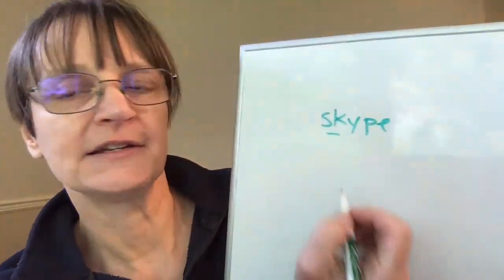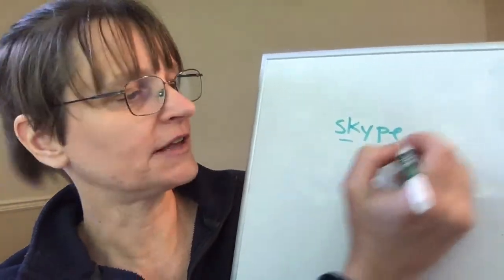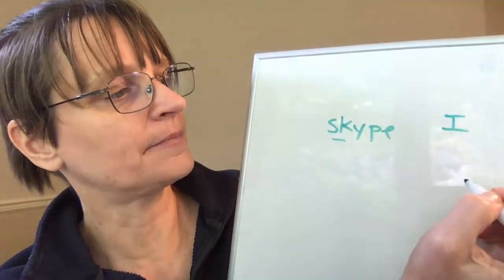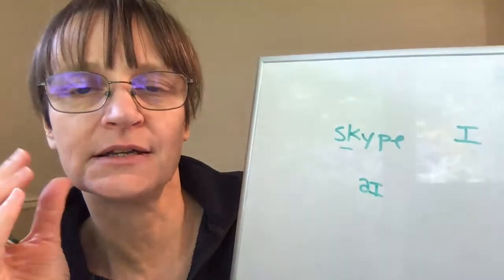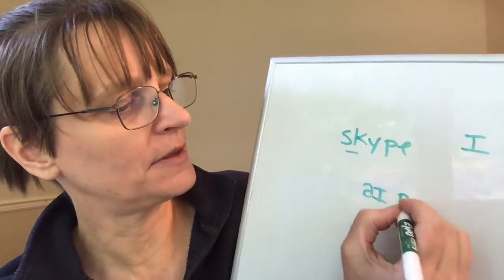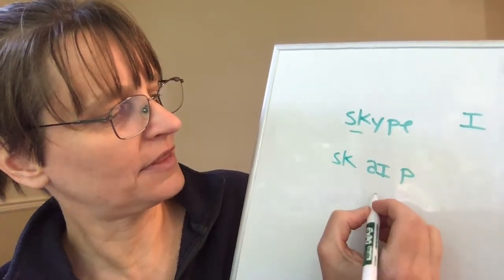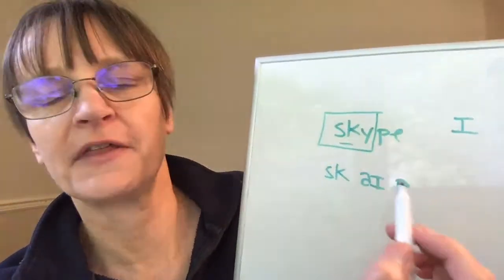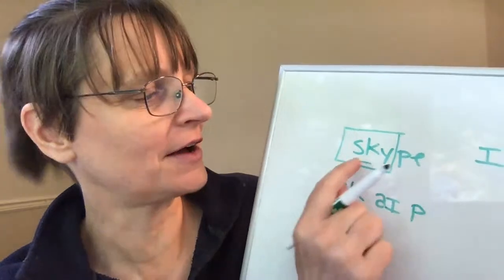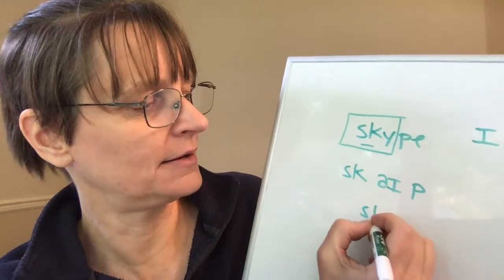has the SK blend at the beginning, and then the letter Y says I, just like the pronoun I or the letter I. It's a diphthong that goes from ah to I, and then the P. So Skype would look like that. I would think of it as maybe if you're having, it's probably not that hard to pronounce. You weren't certain about how to do it. So just think about the word sky and then add a P to it. Sky plus a P. Skype.